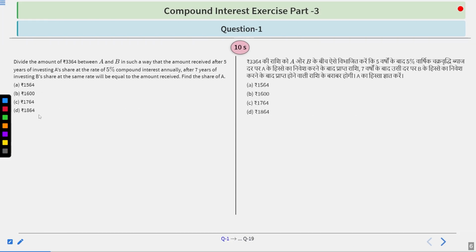Question says that divide the amount of rupees 3364 between A and B in such a way that the amount received after 5 years of investing A's share at the rate of 5% compound interest annually, and after 7 years of investing B's share at the same rate, will be equal. Then we have to find the share of A. The options are: option A rupees 1564, option B rupees 1600, option C rupees 1764, and option D rupees 1864. These are the options.